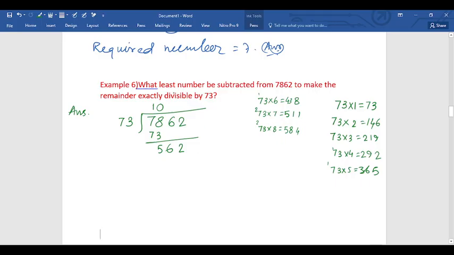That means, what least number must be subtracted from 7862 to make the remainder exactly divisible by this. Now 584 is greater than 562, so we will go with 7 and it is 511. So this is 1, this is 51.